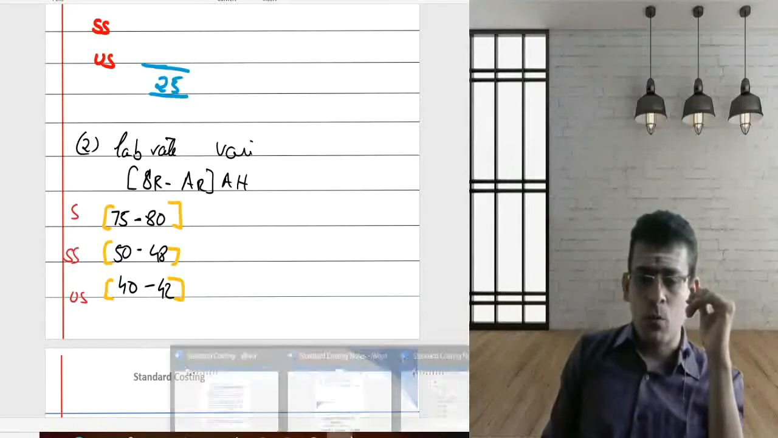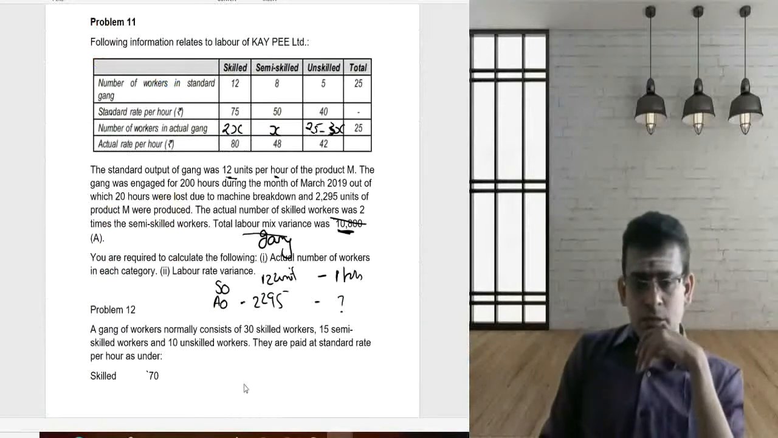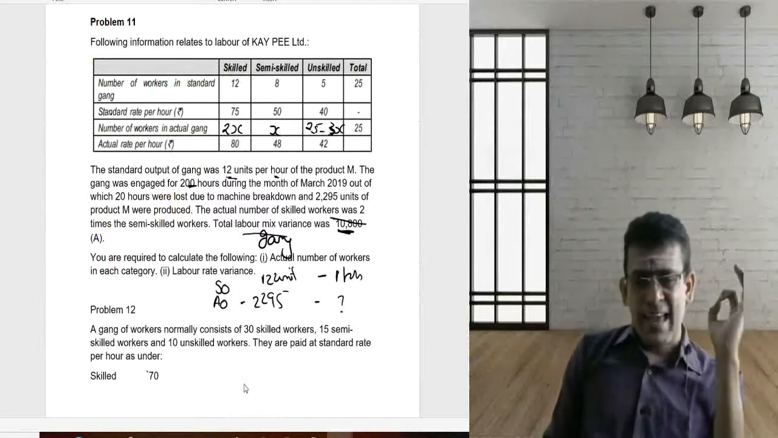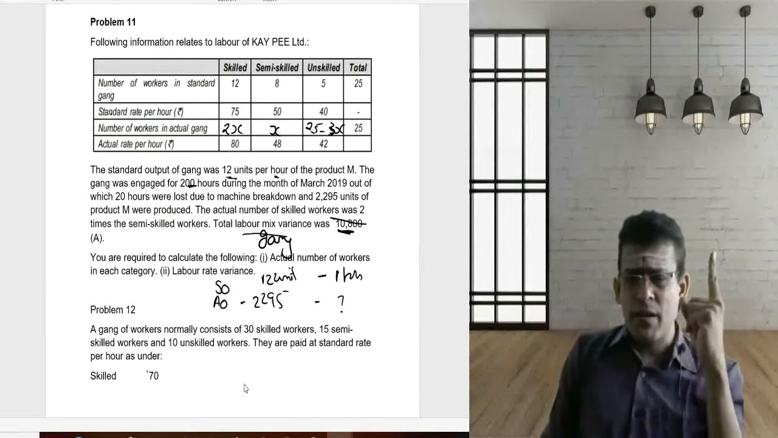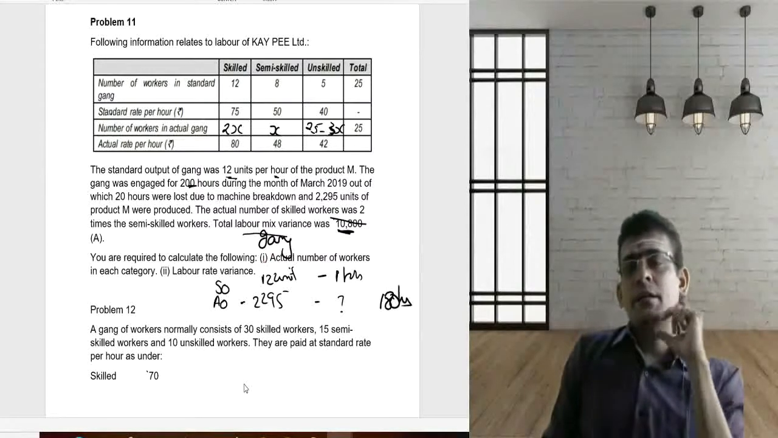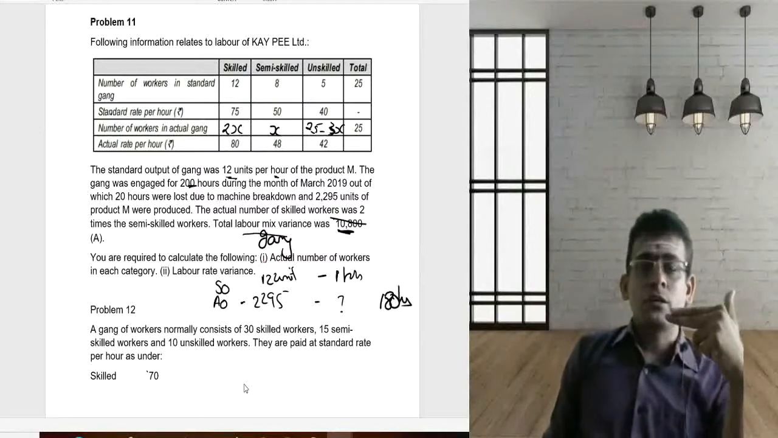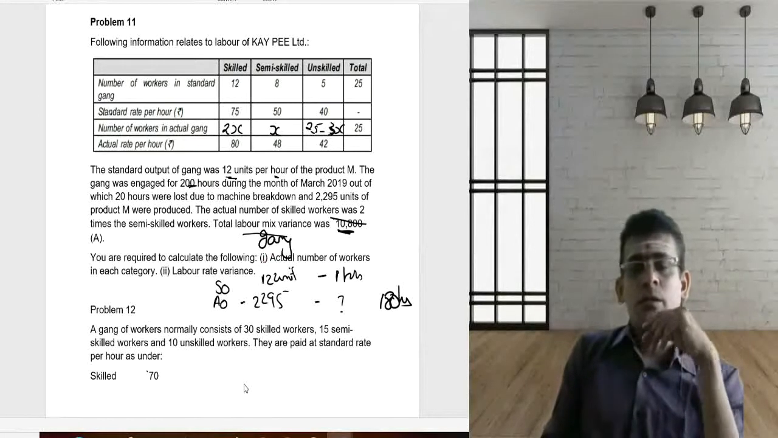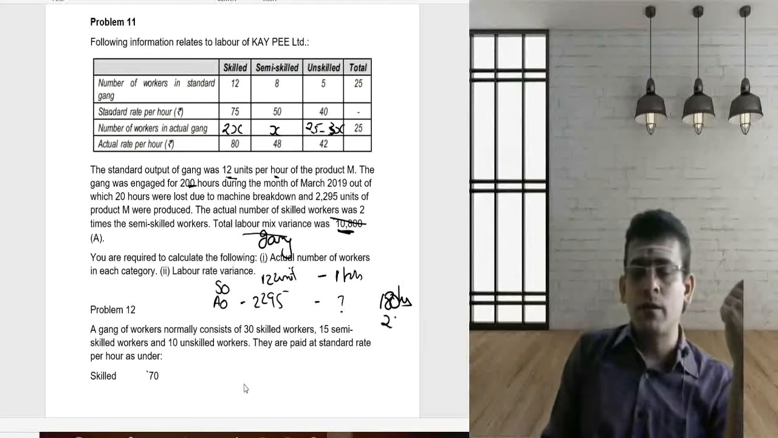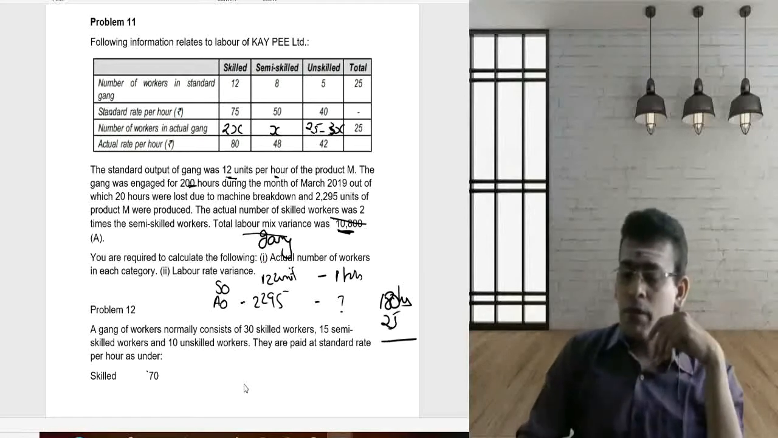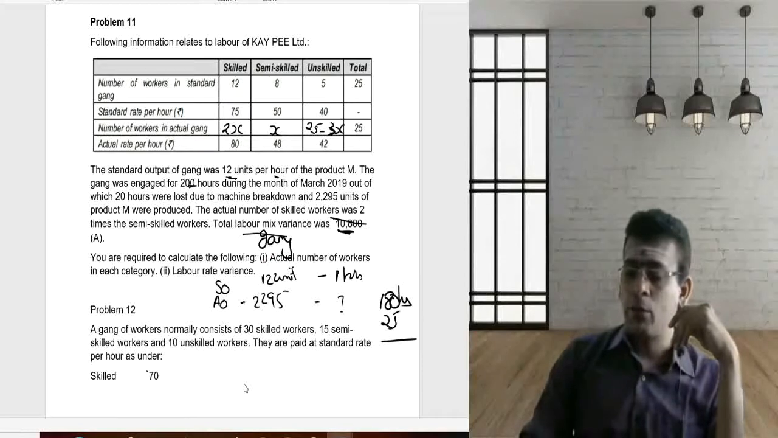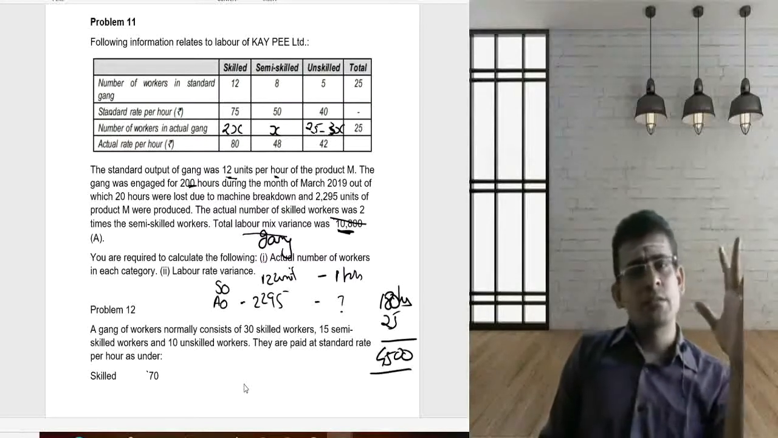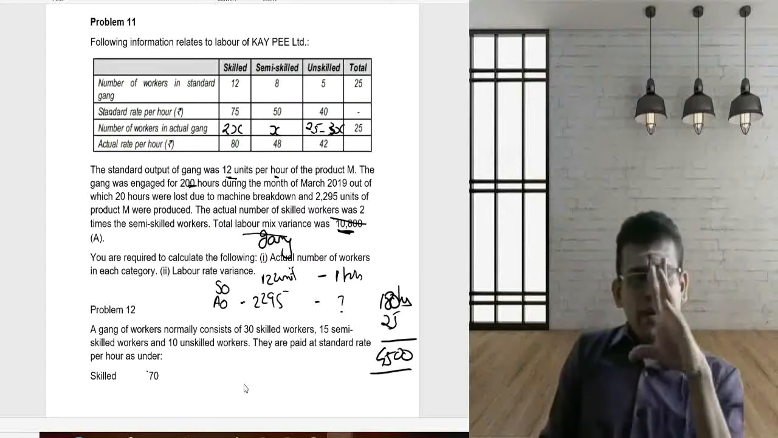If you go to the problem, it says you should work for 200 hours, 20 hours is lost. That means one worker is working for 180 hours. How many total workers are there? 25. You have a total of 25 workers. That means what should be your total working hours? 180 into 25. So your total actual hours is 4,500.